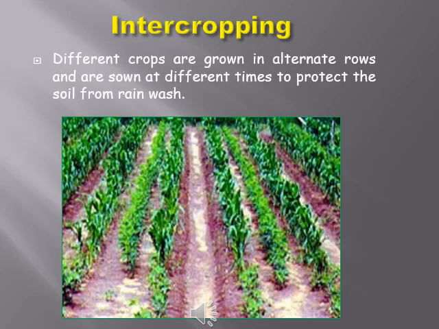Intercropping means, as you can see in the picture, two types of crops are cultivated in the same land in different rows. The use of it is, once one type of crop is ready for harvesting, the other type will be growing. So even if you harvest one type of crop, the other crop will still be present there, so that even if rain comes, it cannot wash away the entire soil, because the roots of the other plants will be present there. That is a method called intercropping: two types of crops cultivated in alternate rows.